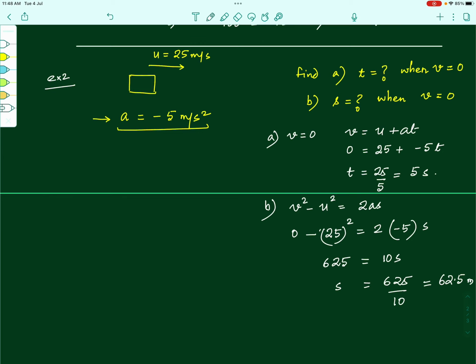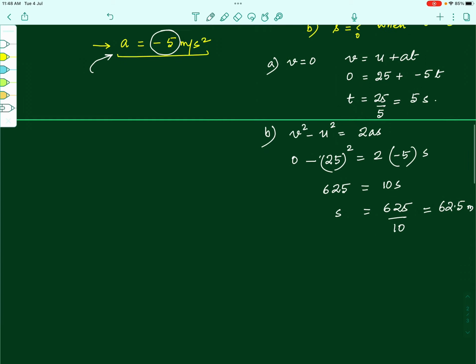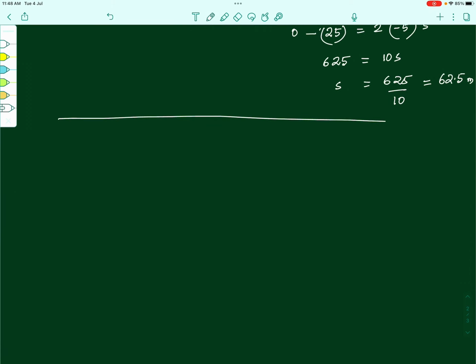Right? So this is the displacement of the car as it just stops under the effect of a deceleration. See how we are using the sign of the vector terms here. The acceleration being a vector, we have to be careful that we substitute its value along with the right sign. Only then we will get the correct answers. Let's take up another example now.